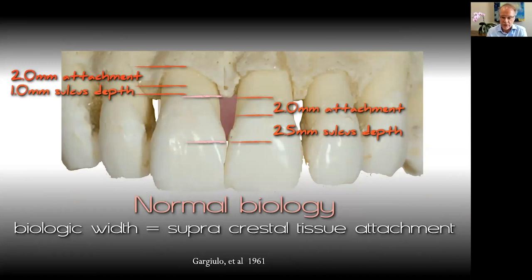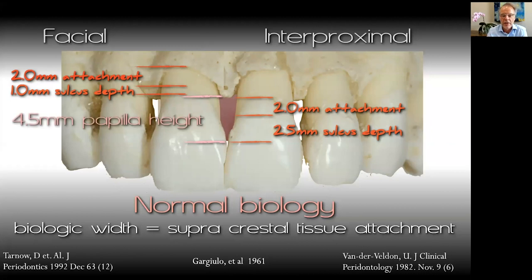So looking at normal biology, and if we look at the definition of biologic width, it's the supracrestal tissue attachment. That is the new term that's going to be eliminating the term of biologic width. Facially, we have 2 millimeters with a 1 millimeter average sulcus depth. Interproximally, it's also 2 millimeters on the average with a 2.5 millimeter sulcus depth. That means we have a 4.5 millimeter papilla height.